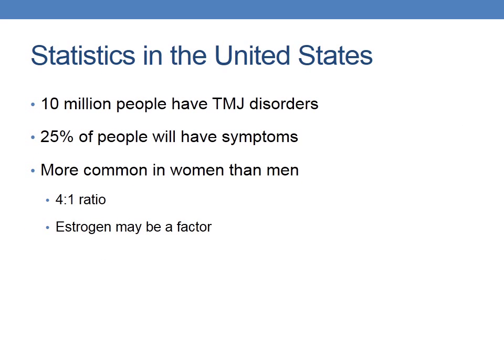Let's go over some statistics in regards to the TMJ in the United States. It is a very common disorder affecting around 10 million people. Almost 1 in 4 people will have symptoms of TMJ disorder sometime in their life. It is far more common in women than men, with a 4-to-1 female to male ratio for TMJ disorder. One study actually tried to figure out why there's this disparity, and it found that estrogen, a female hormone, may cause increased cartilage and bone degradation.